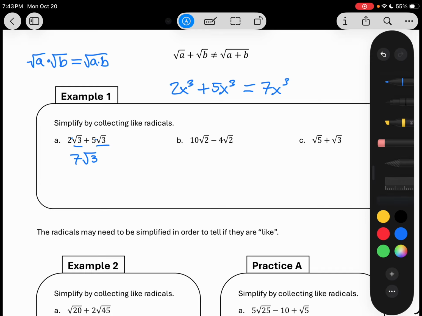Let's take a look at the next one. We notice that we have 10 root 2, subtract 4 root 2. If these are like terms, then we would have 10 minus 4, which is 6, and the root 2 stays the same. If you look at letter C, we've got square root of 5 plus square root of 3. Those are not the same roots. They're both square roots, but they don't have the same number inside. So those would not be like radicals. You can't combine those any further. You just have to keep it as square root of 5 plus square root of 3, or you could just say cannot combine further.